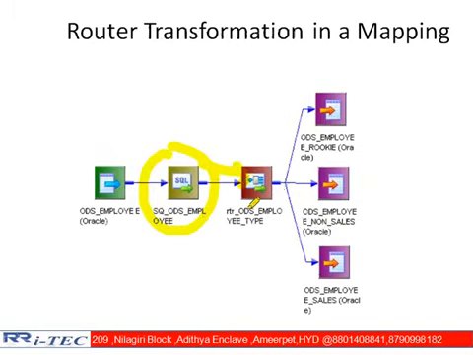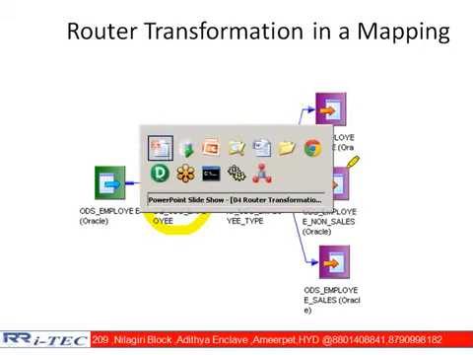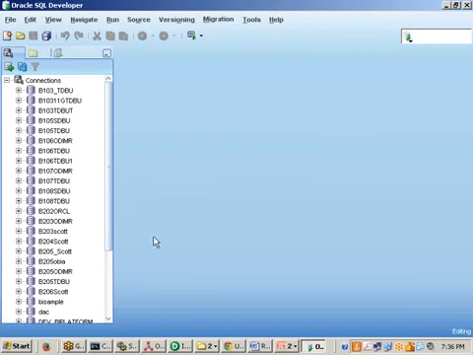Then it is trying to separate the records. That means, sir, performance is improved if you use the router. What is the meaning of group here? The meaning of group is, let us say, the sales team is one group.